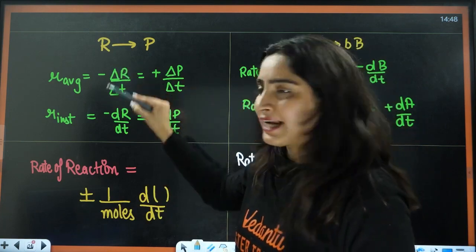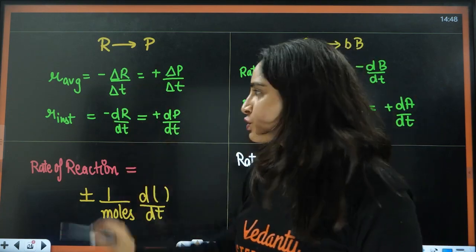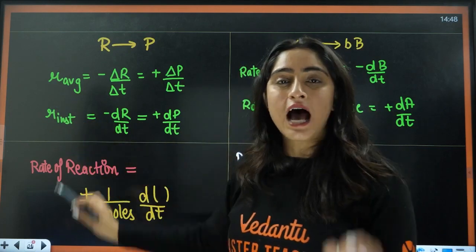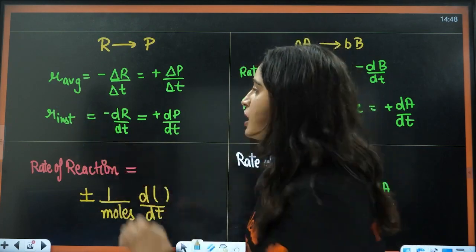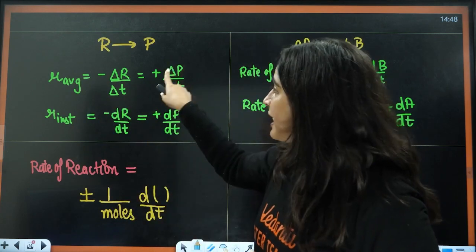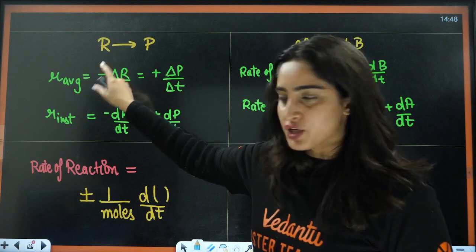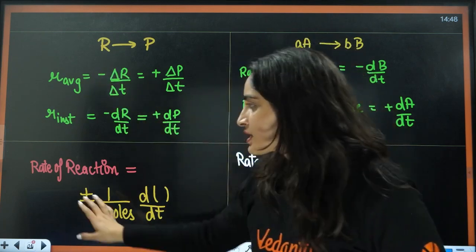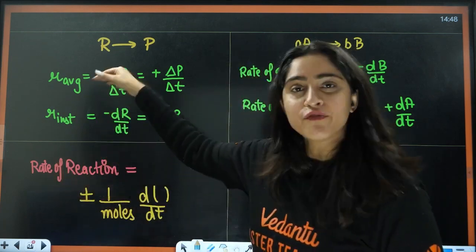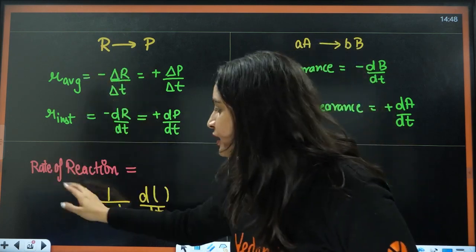So this is delta. Delta represents a large change and d represents a very, very small change. So this is the instantaneous rate, that is, the rate at an instant. So this is dR by dt. This is delta R by delta t. This is delta P by delta t. This is dP by dt, because this is a small change and this is a large change. Next we have the rate of reaction.